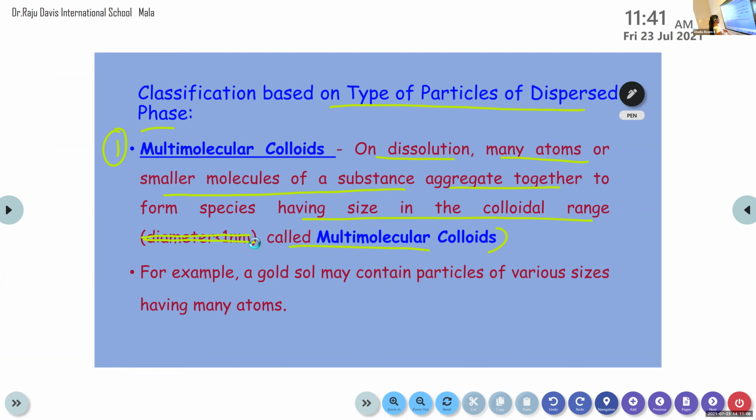Multimolecular colloids. For example, a gold sol, which may contain particles of various sizes having many atoms. So in the sol, it is in the form of a colloid. That means their particle sizes aggregate together in the size of a colloid. Okay, so gold sol is considered as an example for this multimolecular colloids. Then another one, sulfur sol.